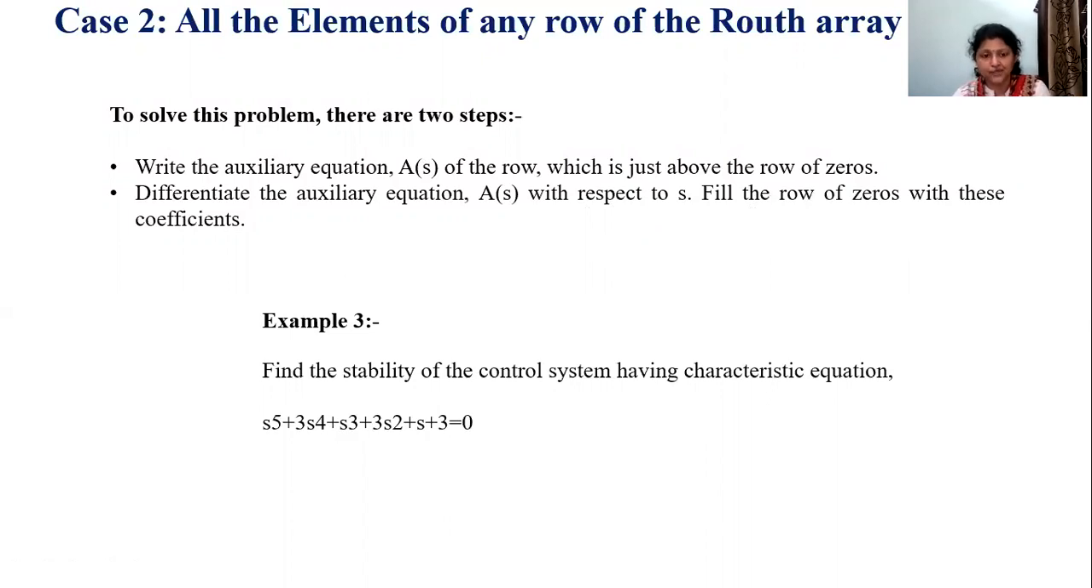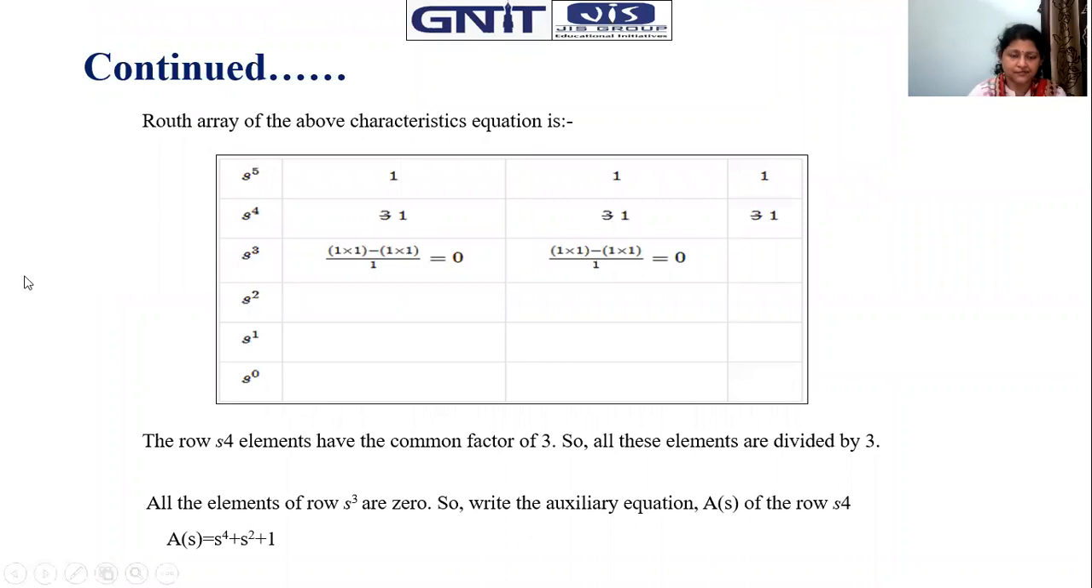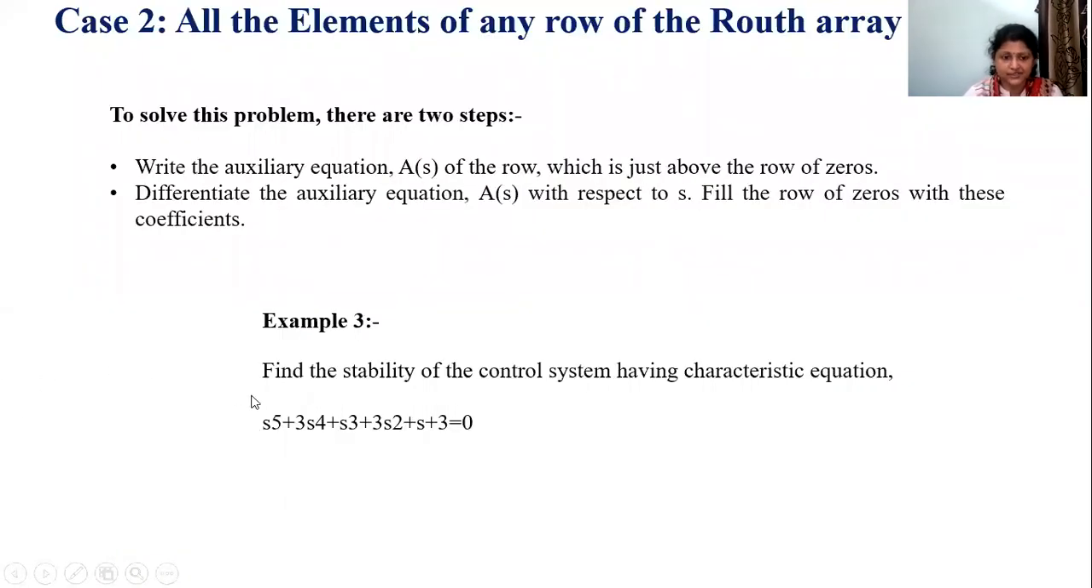Let us move on and construct the table. For this equation, starting with s to the power 5 with the coefficients 1, then skipping s to the power 4, we get s cube 1, then skipping one, we get s, 1. So 1, 1, 1. And for the next row, we are getting 3, 3, 3 as coefficients. Okay.